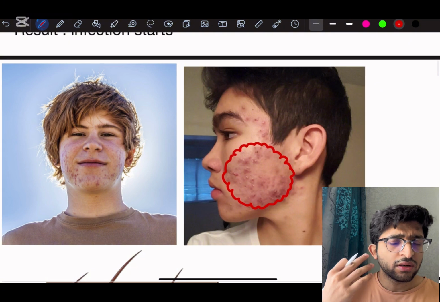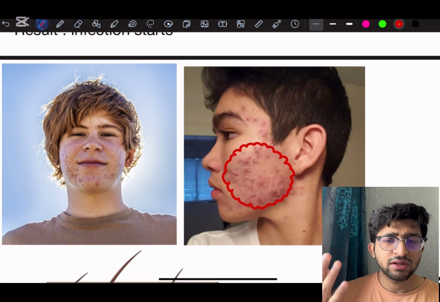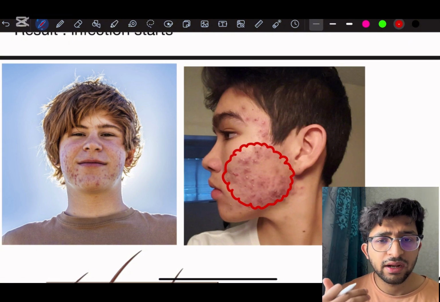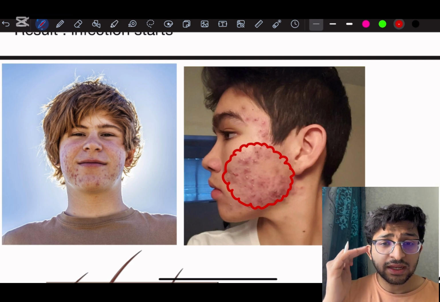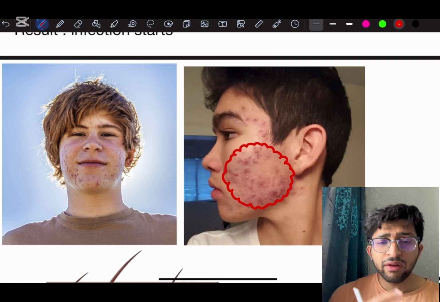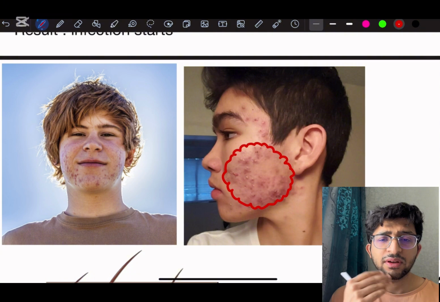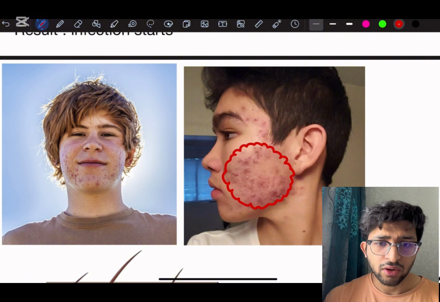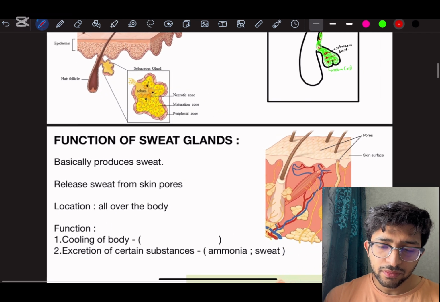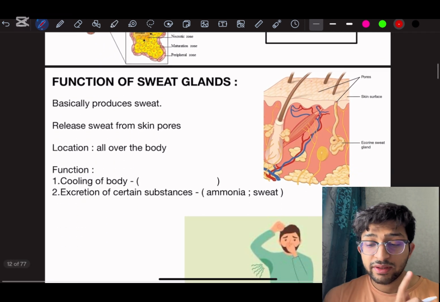So once these teenagers come into their normal adulthood, the sebum content decreases, everything gets normal, and after some time they will not have this kind of acne later on. Okay, now this was about the sebaceous glands.